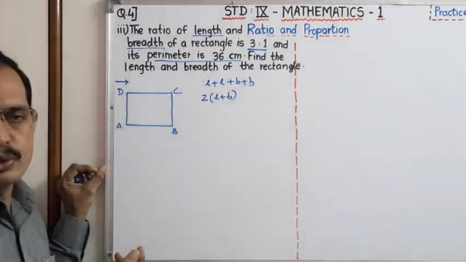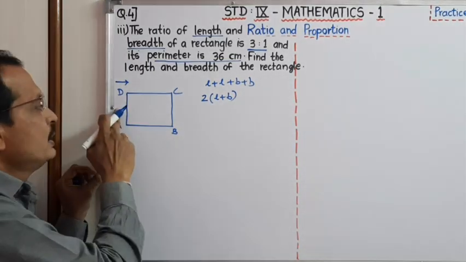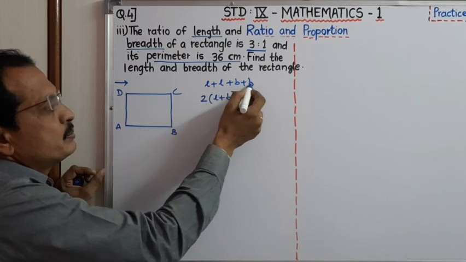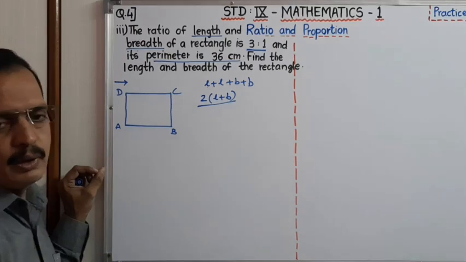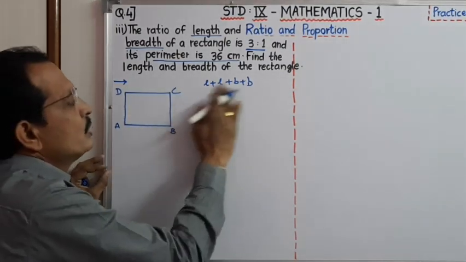In a rectangle, you know, opposite sides are congruent. This length and this length will be the same, and this breadth and this breadth will be the same. Therefore L plus B plus L plus B. This is the formula, 2L plus 2B, or 2 into (L plus B). Now dear student, we have to use this.